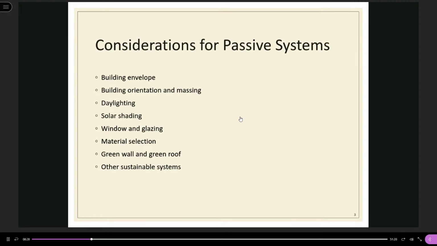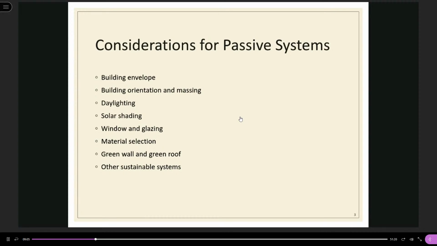Green wall and green roof. It is very popular nowadays to have green walls and green roofs. Not only for the exterior, there are also many green features inside the building. Like in the PolyU library, we have small green walls inside the library, and near core P and near core Q, we have small green walls. So it is like a trend.